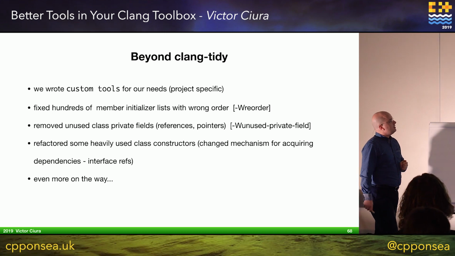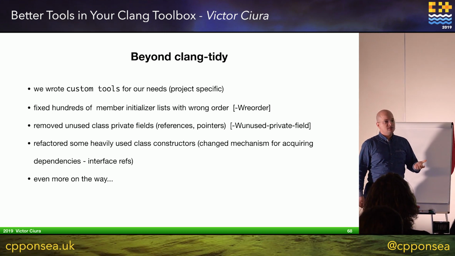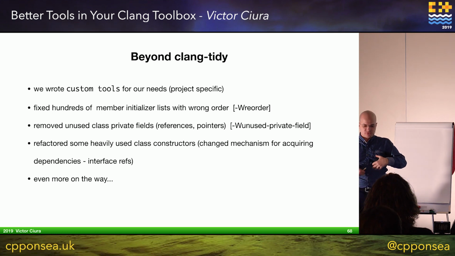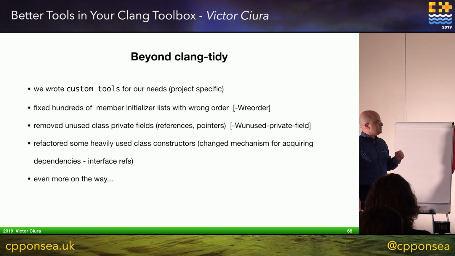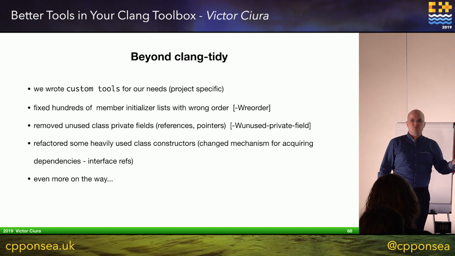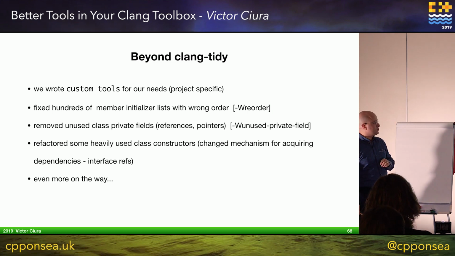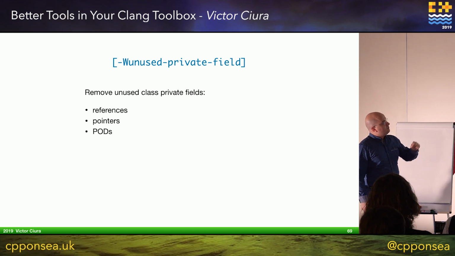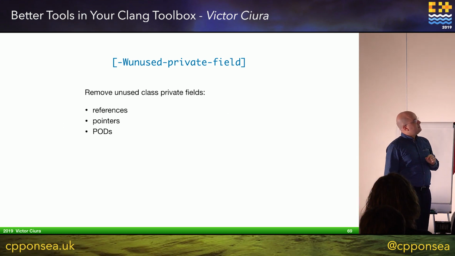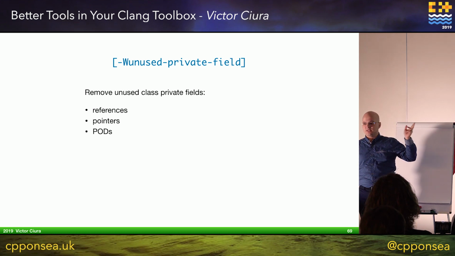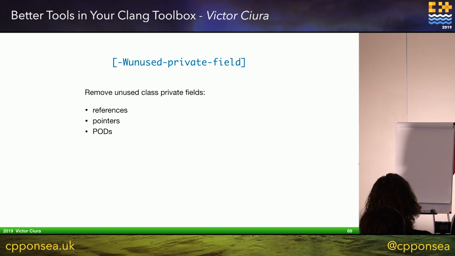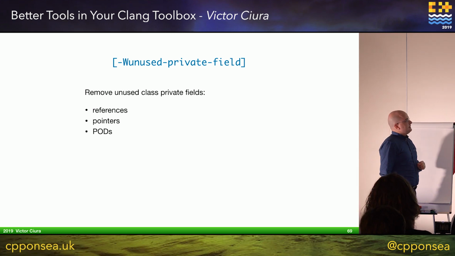Okay. Beyond Clang-tidy, we wrote custom tools for our specific needs in our project to look for specific constructs in our code. I mentioned the member initializer order, the unused private fields, and we refactored some heavily used constructors within our project that needed some attention. An interesting warning: unused private field actually removes class private fields like references, pointers, and regular PODs from the class that are private and are not needed. It warns you about it, and you can remove those.